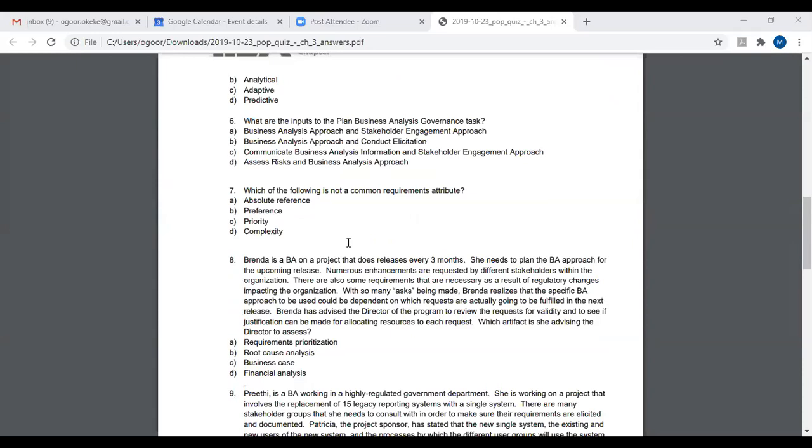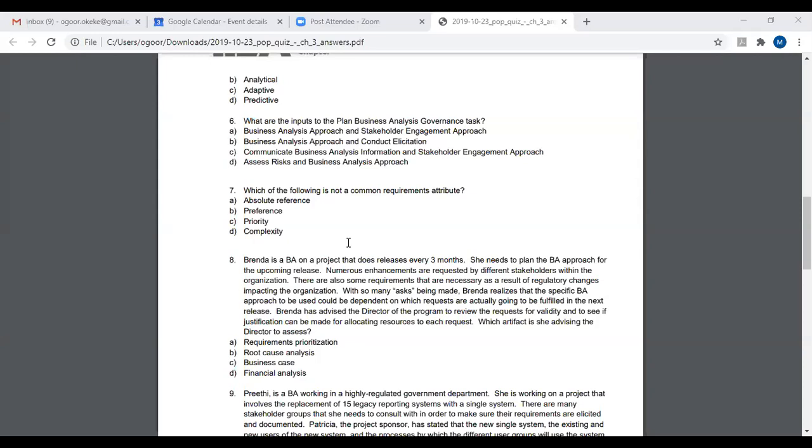What are the inputs to the business analysis governance task? A, business analysis approach and stakeholder engagement approach. B, business analysis approach and conduct elicitation. C, communicate business analysis information and stakeholder engagement approach. D, assess risk and business analysis approach. Which is A, BA approach and stakeholder engagement approach. Any contrary response? No. Is anyone opposing or should we go ahead? Because this one is a text, is something written, so I don't know.